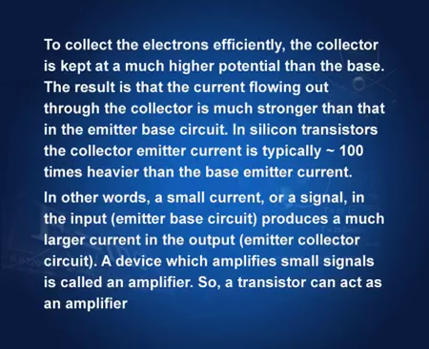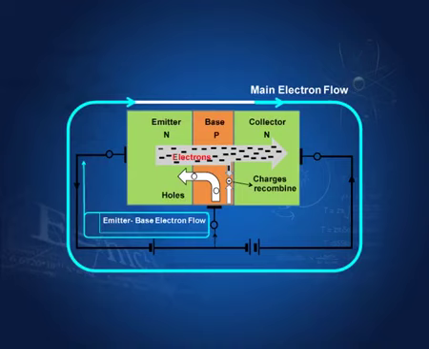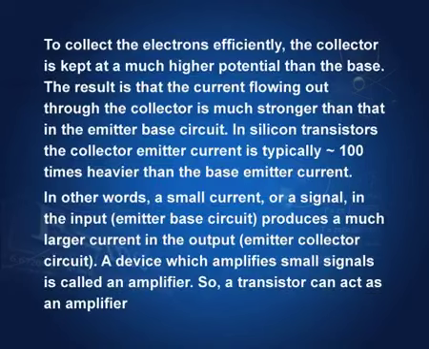In other words, a small current or signal in the input produces a much larger current in the output. This side is the input. So, emitter base current is very small, but collector base current is very high. So, a small current is magnified many times. In other words, a small signal in the input emitter base circuit produces a much higher current in the output, that is the emitter collector circuit. A device which amplifies small signals is called an amplifier, and a transistor would work as an amplifier.